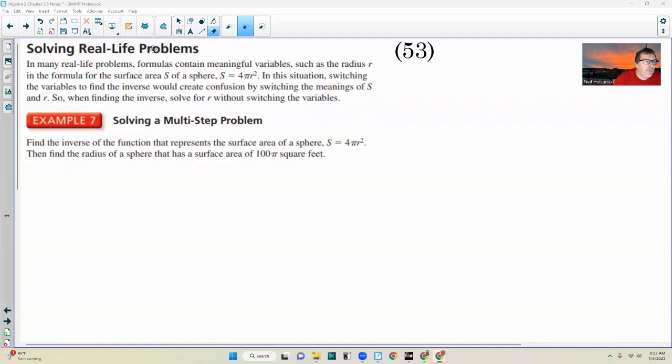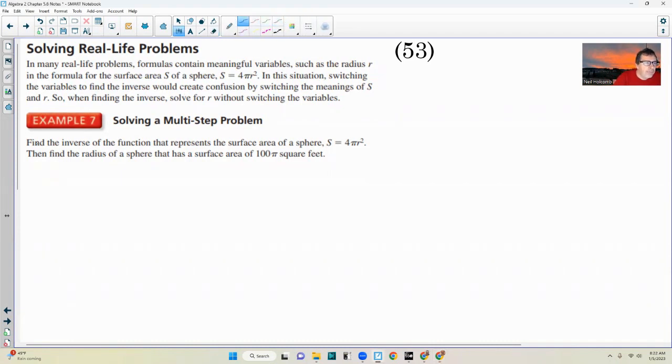Okay, now we're going to solve a real-life problem. In many real-life problems, formulas contain meaningful variables, such as the radius r in the formula for the surface area S of a sphere. S equals 4 pi r squared. Do you remember that from geometry? Okay, so anyway, in this situation, switching the variables to find the inverse would create confusion by switching the meanings of S and r. So when finding the inverse, solve for r without switching the variables. Okay, so let's take a look.